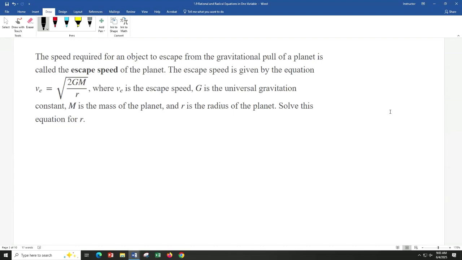It's kind of interesting. But for this case right here, we're going to solve for R. I want you to get used to solving for stuff like this. So we've got V of E equals the square root of 2 big G, big M. And yes, when you're given a formula, put down the correct letter. If it's a big G, it's a big G, okay?